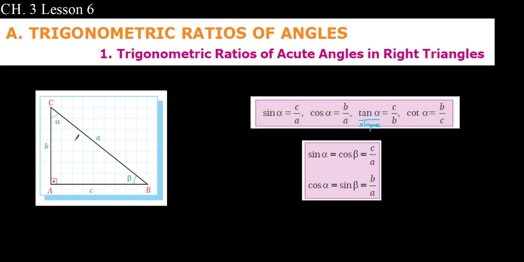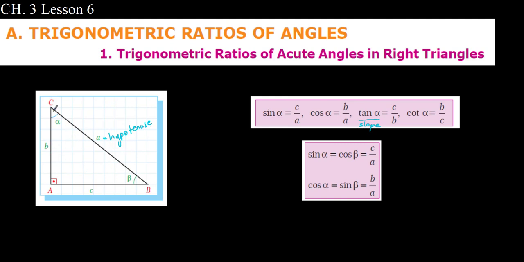You know, in the triangle, right triangle it should be. In the right triangle, we have three sides like A, B, C. A is also called the hypotenuse.